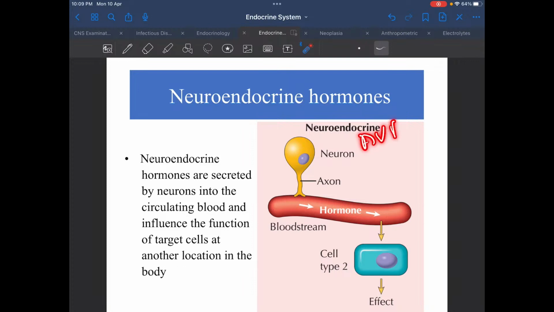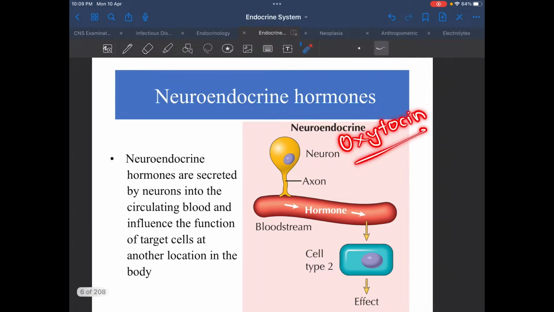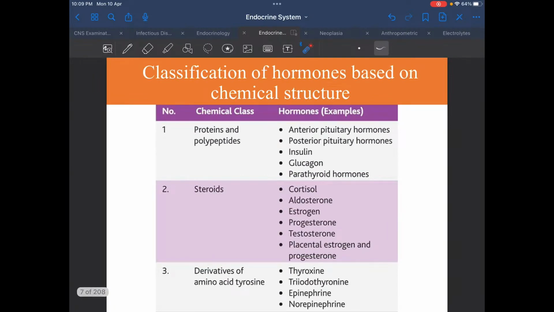An example would be arginine vasopressin. That's the best example that we can give. Or we can also talk about oxytocin as well. Oxytocin is a very good example as well. Let's move forward. So how do we classify hormones?